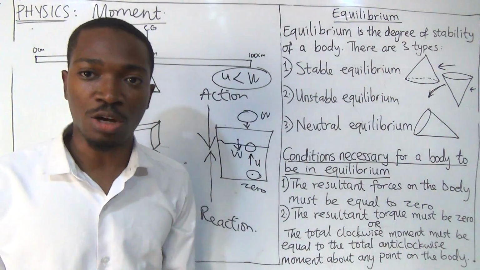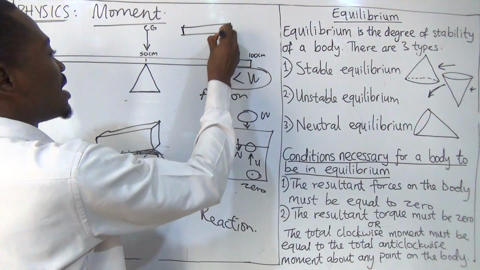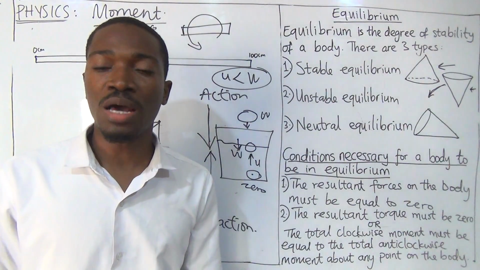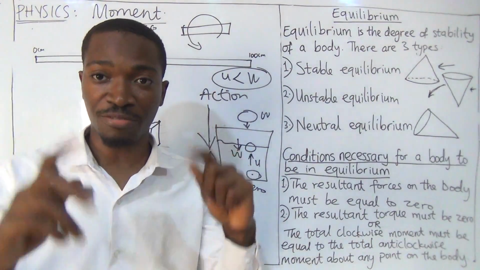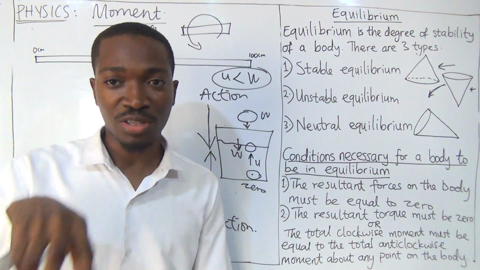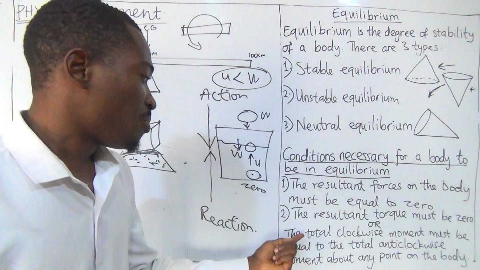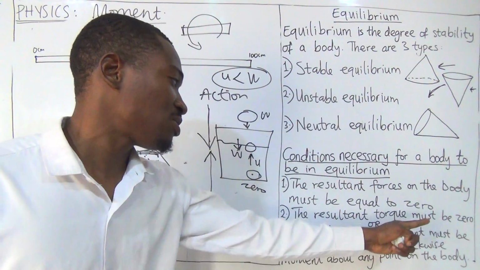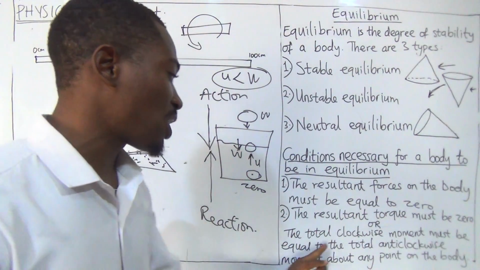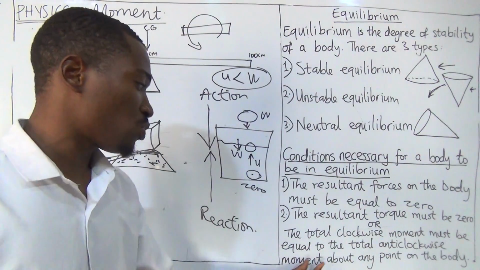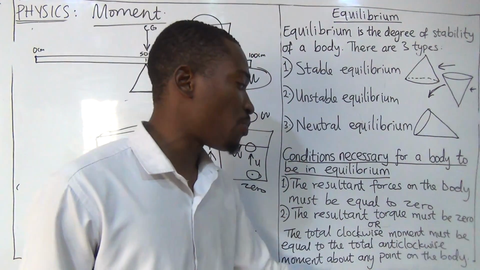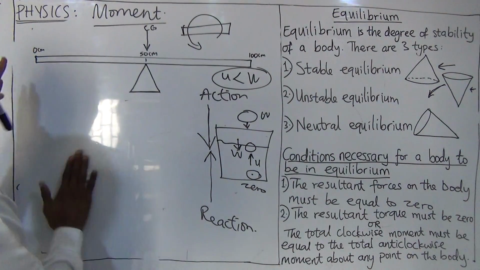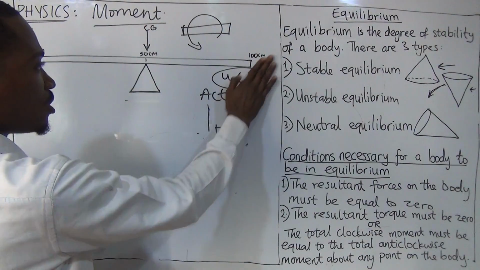But there's another condition. An object can be in one position and then start rotating. An example is the blades of your ceiling fan. It stays in one position, but it continues to rotate, right? But in this case, if you want to consider it to be in static equilibrium, then the resultant torque must be zero. Or you say the total clockwise moment must be equal to the total anti-clockwise moment about any point. What do we mean by that? In this case, the total clockwise moment is equal to the total anti-clockwise moment because this beam is not rotating.